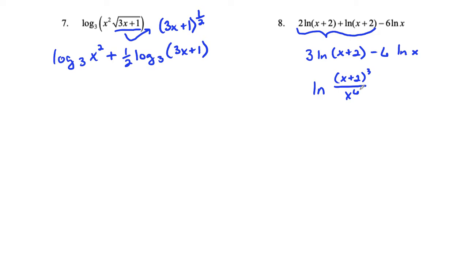Again, these are properties that will be on the non-calculator part of the test, because notice none of those had asterisks. All right, let's move on to solving. This is where we'll start to see some asterisk problems, so just keep a lookout for those. Let's start out with number 9.